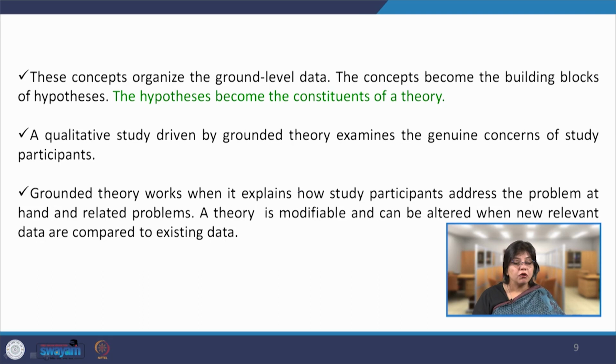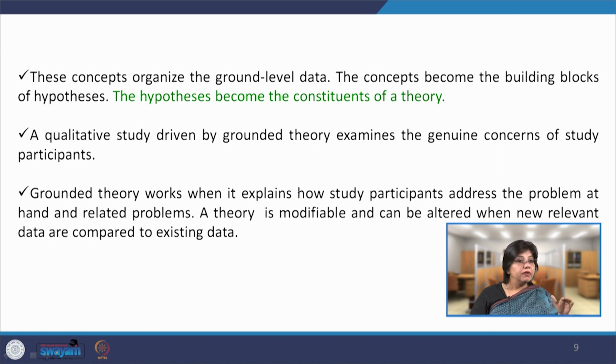So, when we have a collection of responses, that will create the hypothesis and help to generate a new theory. Whereas in the traditional research method, first the hypothesis is formed and then data is collected. So, grounded theory is completely based in a reverse fashion. These concepts organize the ground level data, that is the first hand responses. The concepts become the building blocks of hypotheses and the hypotheses become the constituents of a theory. Constituent of a theory means the most basic element of any theory based on grounded theory itself.